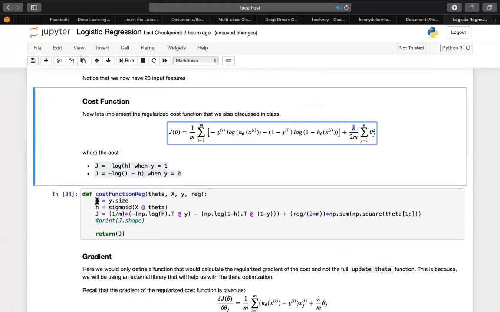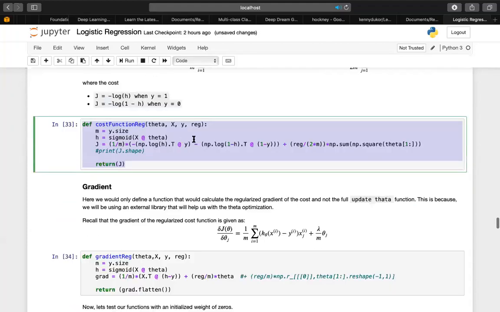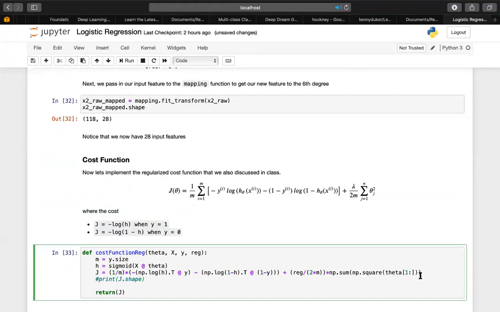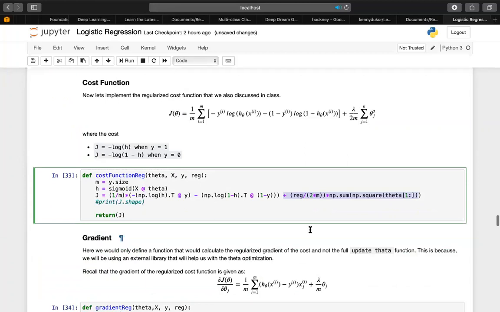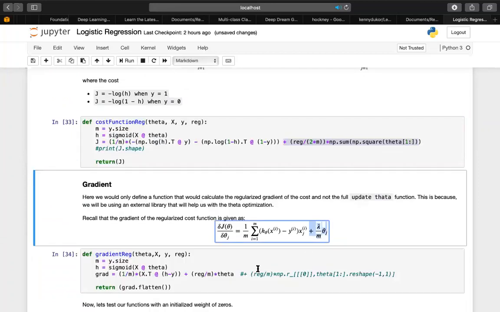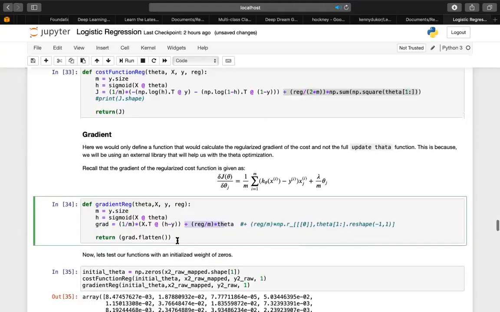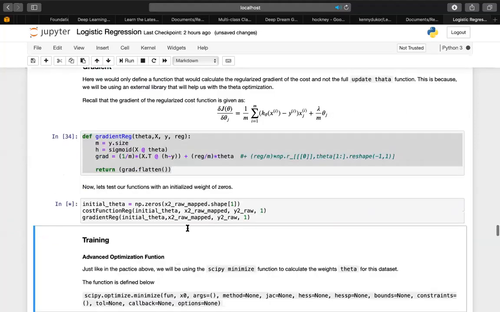And then we define, like we have done above, the cost function. We define the cost function equation, similar to what we have, but the difference now is that we are adding our regularization here. We define our gradient. So for our gradient, we're also adding regularization. So this is what it is here, right? So this is the function here. And then, like we did before, we test. Okay.